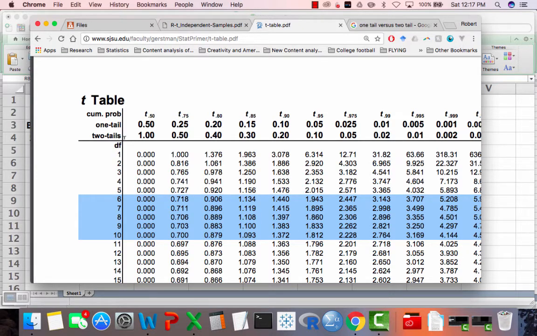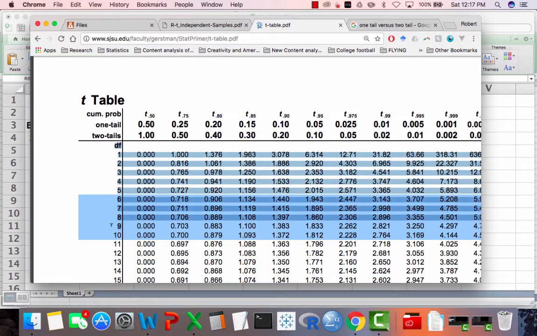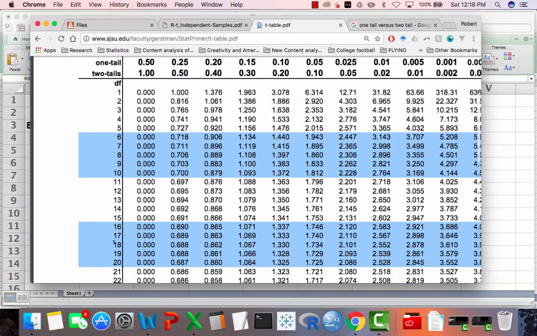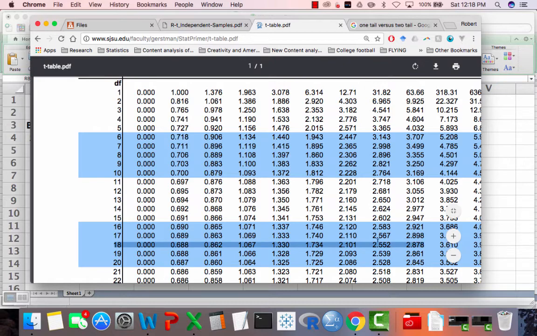But you can see that we have different values in the rows and columns. Notice you see cumulative probability, one-tailed and two-tailed. For now, I want you to just pay attention to this row that says two-tailed. We only need to focus on that. I don't want to focus on these other things right now. I also see that there is something called degrees of freedom. Remember our degrees of freedom was 18. So I'm going to highlight most of the row here for degrees of freedom 18.